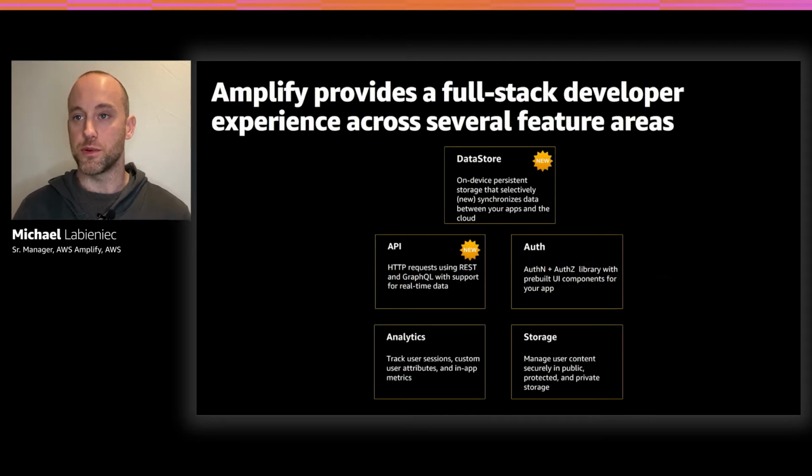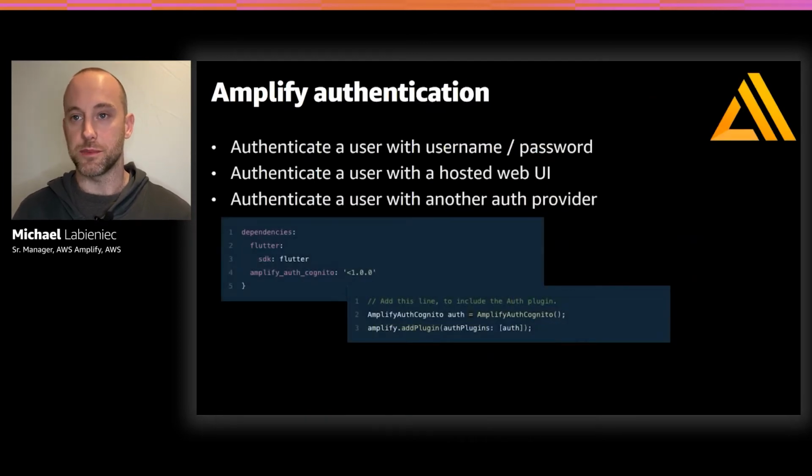Overall, with Flutter, we currently support auth, storage, and analytics. We'll be newly supporting DataStore and API this year. With authentication in Flutter with Amplify, you can authenticate with username and password using an SRP workflow with Amazon Cognito. You can authenticate with the hosted UI provided by Cognito, and you can also authenticate a user with another auth provider. Amplify itself is plugin based. So on all platforms, we build Amplify AWS plugins for AWS services, but Amplify in itself, being open source, is pluggable and extendable. So you can build your own plugins and implement them as well.